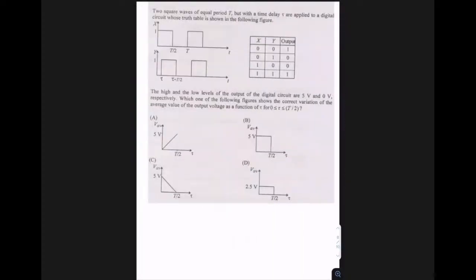Okay, come to this problem. Two square waves of equal period T, but with a time delay tau, are applied to a digital circuit whose truth table is shown in the following figure. The high and the low levels of output of digital circuits are 5 volts and 0 volts respectively. Which one of the following figures shows the correct variation of the average value of output voltage as a function of tau, where tau is varying between 0 to T by 2? Okay, so let's come to this question.